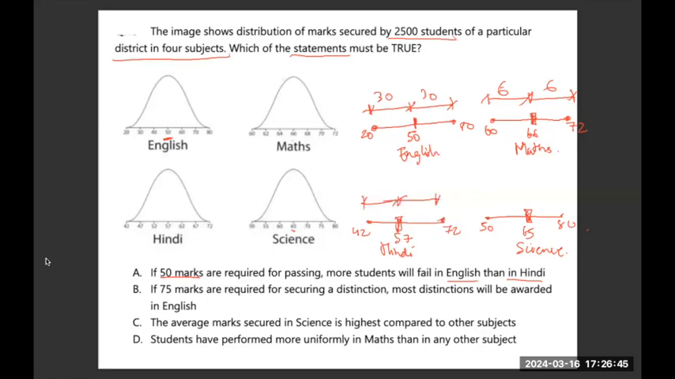This will be 15. Yeah, this will be 15 and 15 each.